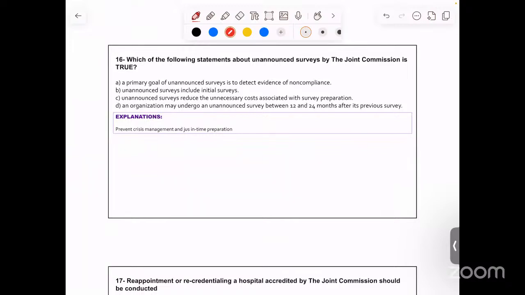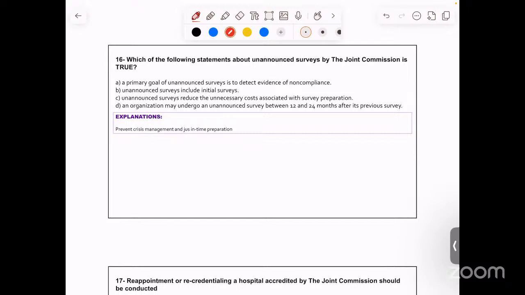A, primary goal of unannounced survey is to detect evidence of non-compliance. B, unannounced surveys include initial surveys. C, unannounced surveys reduce the unnecessary cost associated with survey preparation. D, an organization may undergo an unannounced survey between 12 and 24 months after its previous survey.